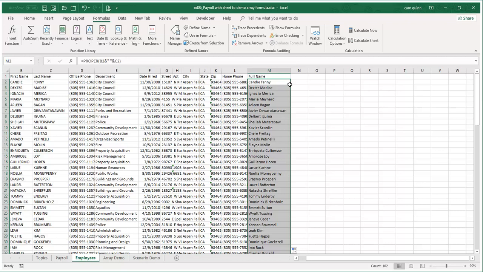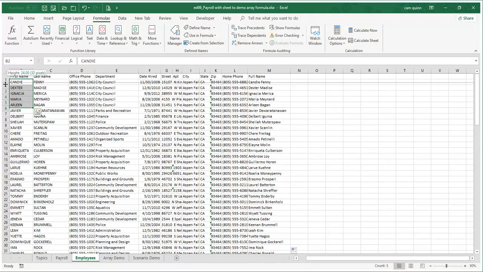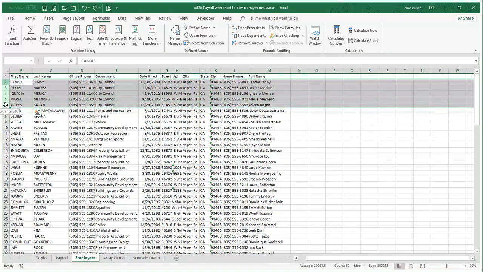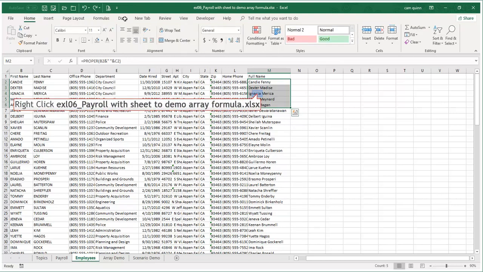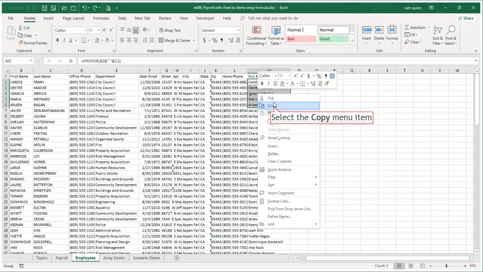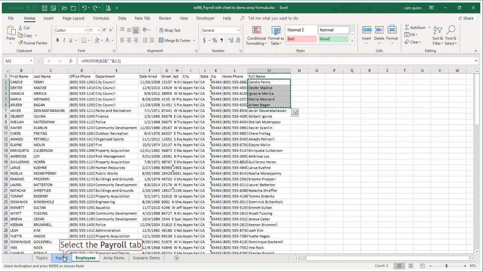So what they're asking you to do here is, if you take a look in your data, you can see that the first 5 people are the members of City Council, and that's all we're doing our calculations for on the other worksheet. So I'm going to copy just these names. I'm going to hit copy on the home tab, or I could do Control C, or I could right click and click copy. And then I'm going to go over to the payroll worksheet and paste that in here.